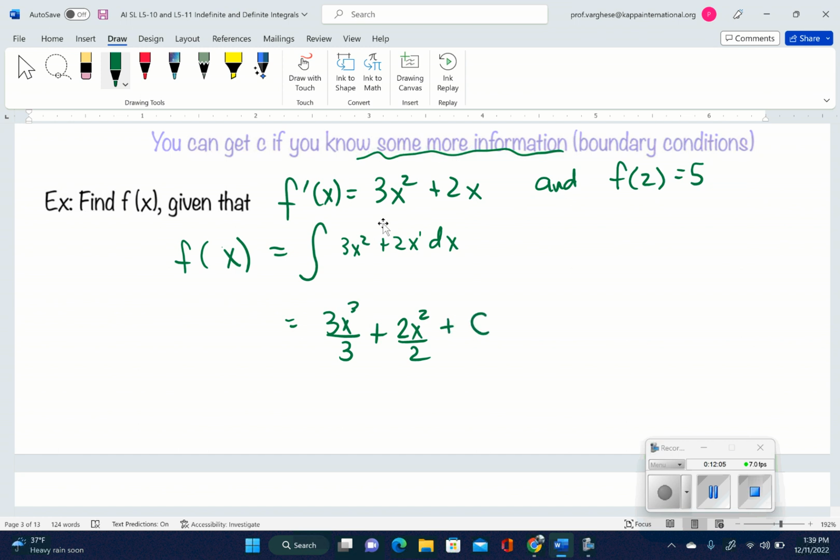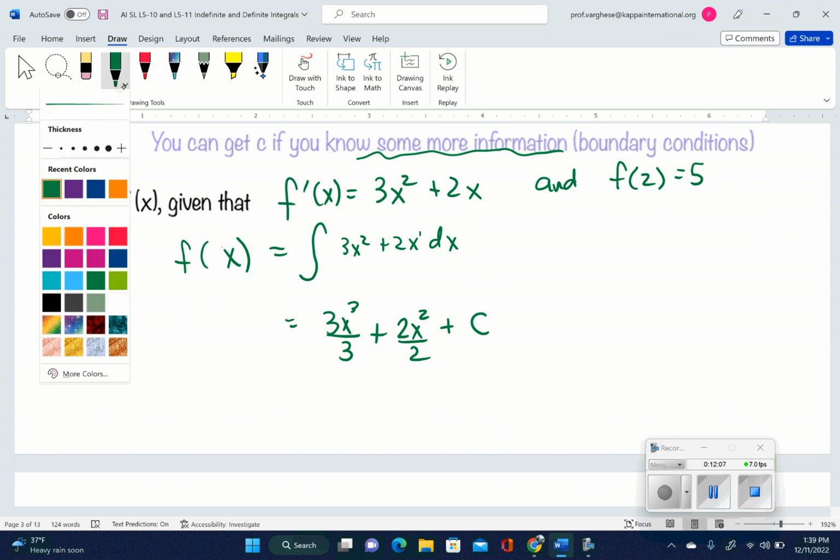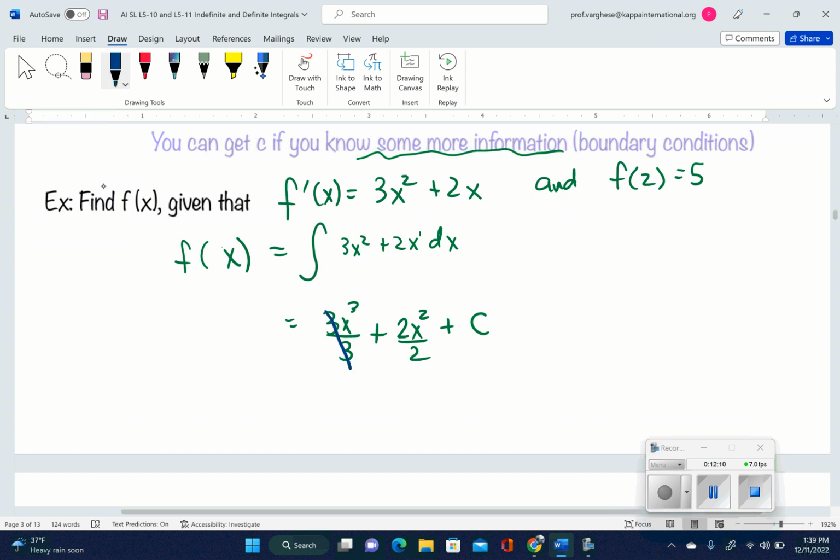Now the cool thing that happens is certain things cancel out. So the 3 divided by 3 cancels out, so you're just left with x to the third, plus 2 divided by 2 cancels out, and we're just left with x squared, and then we have a c. So right now we know that f of x is equal to x cubed plus x squared plus c. So we found f of x, and let's see if we can find out what the c is.